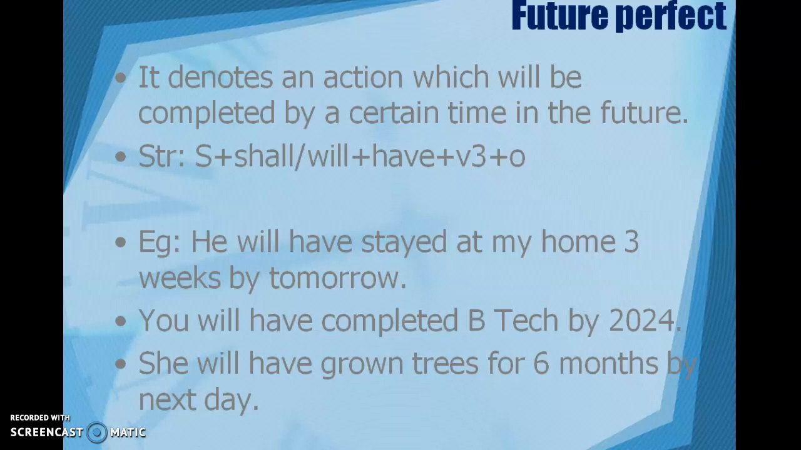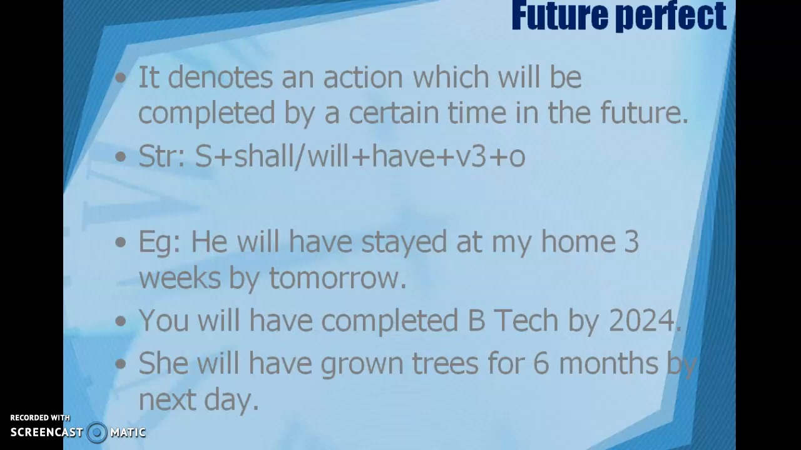So for example, he will have stayed at my home 3 weeks by tomorrow. If tomorrow comes, by next day, you have completed 3 weeks, so this can be said in simple present only. He'll complete 3 weeks tomorrow. He'll complete staying at my home 3 weeks by tomorrow. So basically, 2 clues you need to find in it: by, for, after.